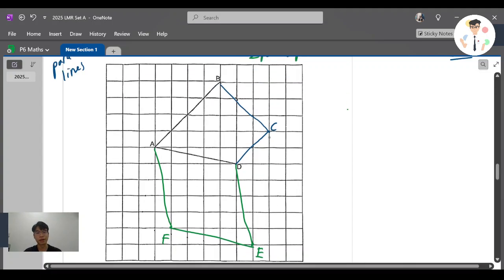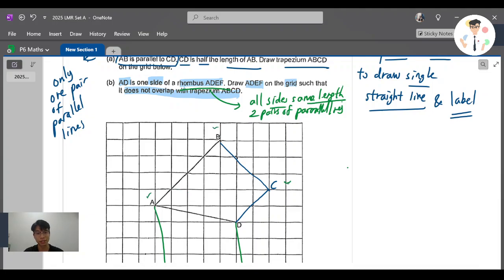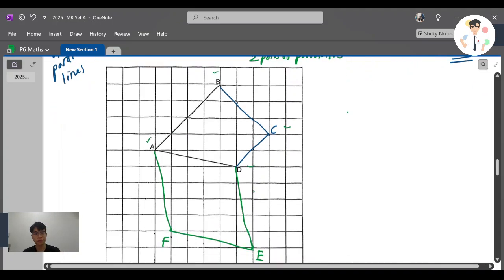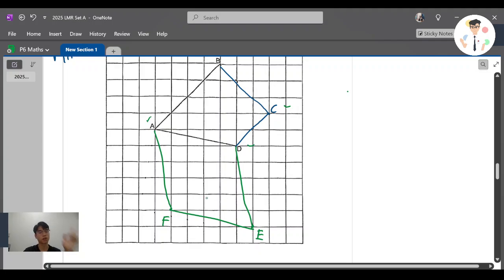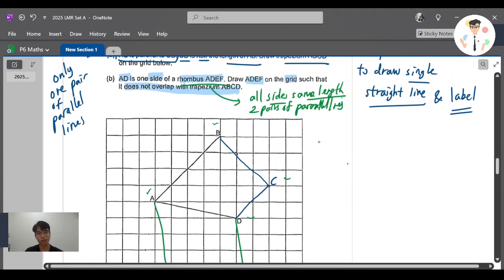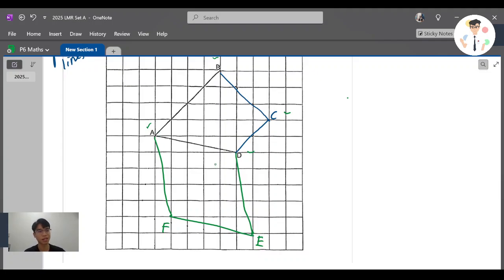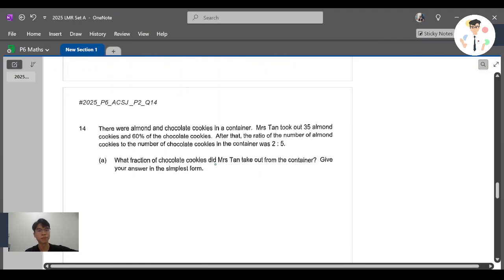And when you label, make sure it's a clockwise labeling. As you can see here, it is A, B, C, D, so it's clockwise. And the same thing, A, D, E, F is clockwise. So try to make sure it is clockwise labeling, unless you really can't, then no choice. So basically it looks like this. But of course, if you use a ruler, you should draw so much better than mine. Okay, let's move on to the next part.